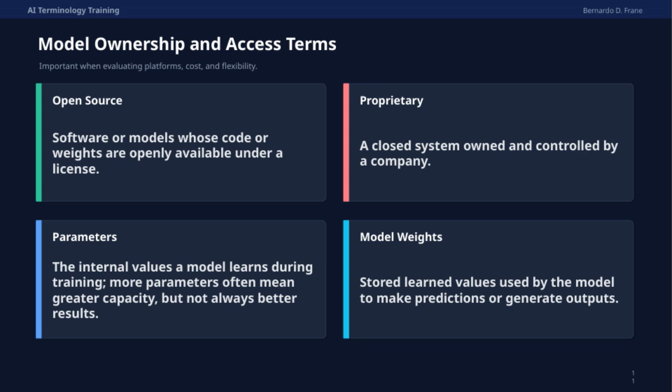Generally, more parameters, meaning more weights, can give a model greater capacity to learn complex patterns. But it's important to remember, more isn't always better. Sometimes, having too many parameters can lead to overfitting or increased complexity without improved results.